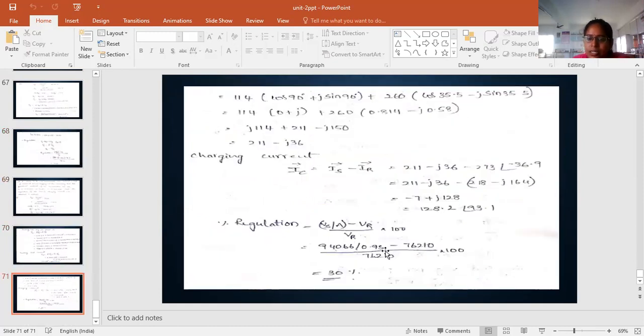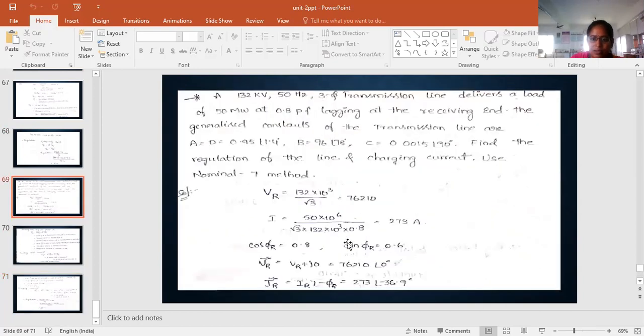We can substitute here and we can find out the regulation. This is the percentage of regulation. In that percentage of regulation we can calculate it at no load. For that no load condition, IR equal to 0, so Vs equal to A into VR. So VR at no load we can rewrite as VR naught equal to Vs by A.